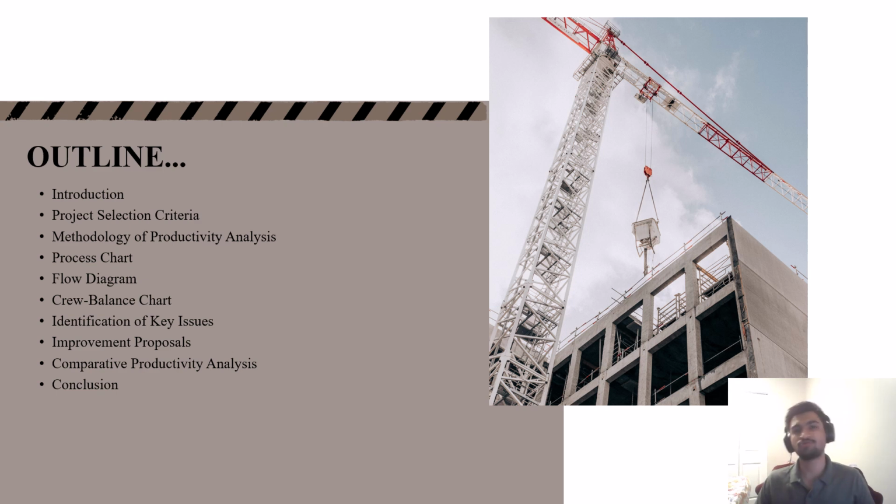From this, we will walk through the process chart and flow diagram that map out the activities involved. Next, we'll look at the crew balance chart to assess the manpower distribution. We'll then identify the key issues that impact the productivity and present targeted improvement proposals. After that, we'll show a comparative analysis of productivity before and after our recommendations. Finally, we'll wrap up with our conclusion. Each section plays an important role in building up towards our final insights and proposals for real life improvements.